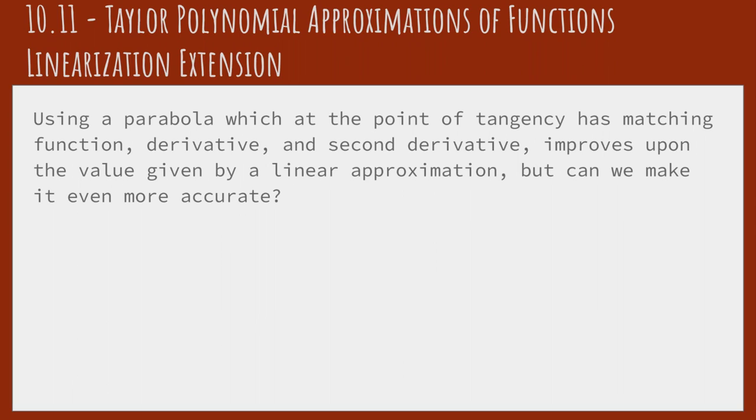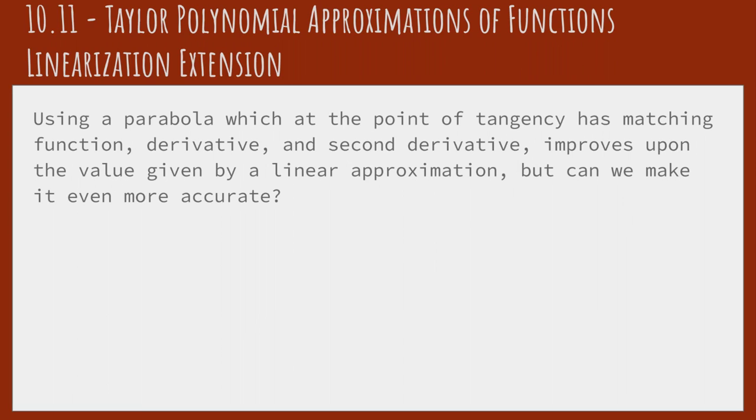Using a parabola, at the point of tangency, has the same value of the function, the same value for its first derivative, and the same value for its second derivative. It improves on the linear approximation fairly significantly. So the question is, can we make it more accurate?